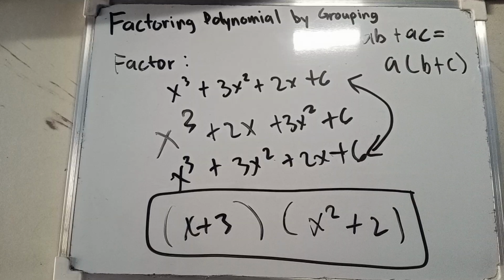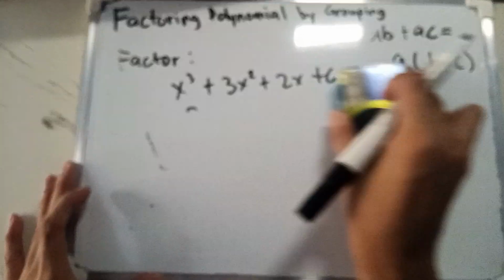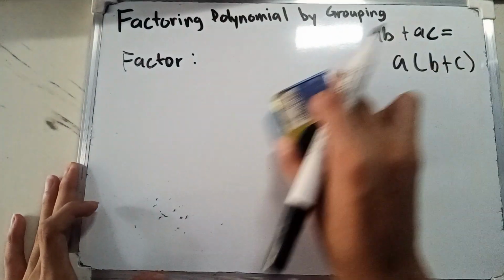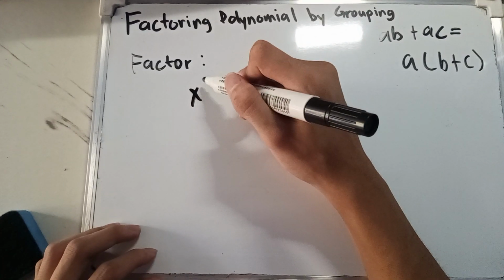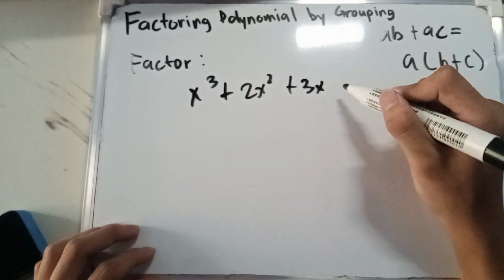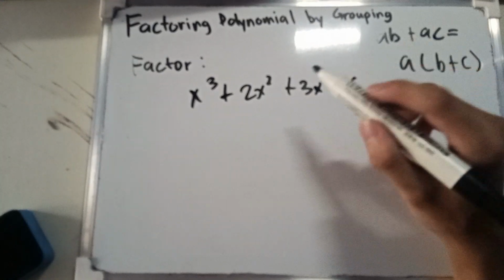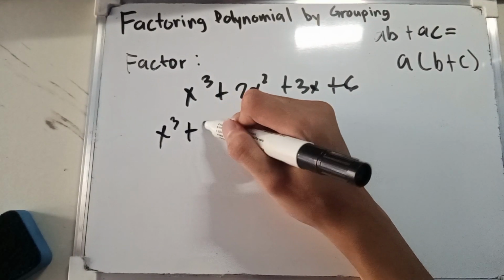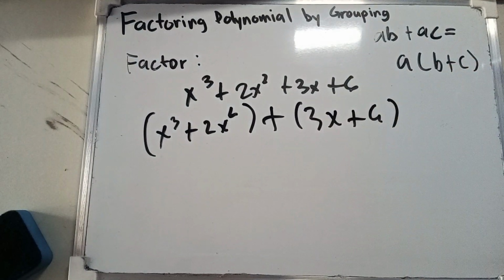So let's try another example. Okay, let's have x cubed plus 2x squared plus 3x plus 6. Okay, so first group: x cubed plus 2x squared, plus 3x plus 6. Then what do we do next? We factor out the common factor.